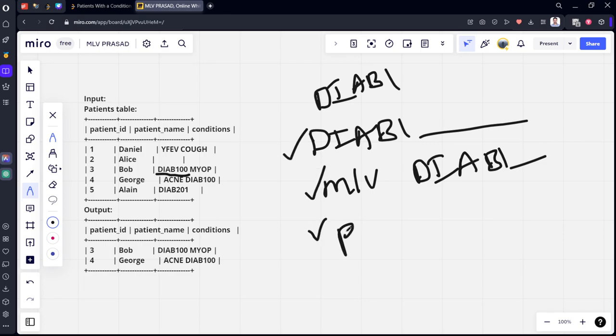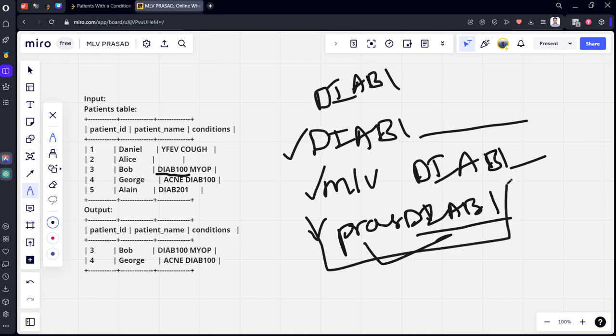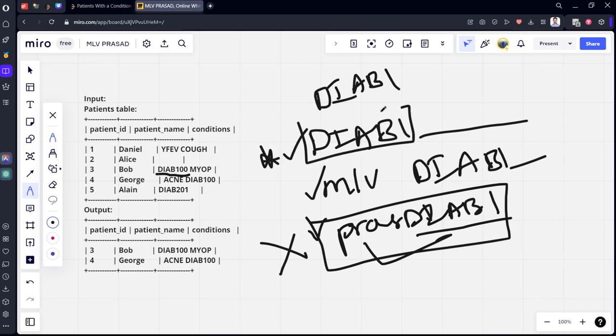Let's say that there is some tablet called Prasad DIAB1. It is also having DIAB1, but it is not a separate condition, it is a substring in another condition, so this should not be matched. So we need to check only for conditions where it is starting with this name. If it is not starting with this name, it should have some space between them. Here some space is not there. We should not match if it is there in between. Either it should be at the start, or if it is in the middle, it should be with a space only. Let's write with that.